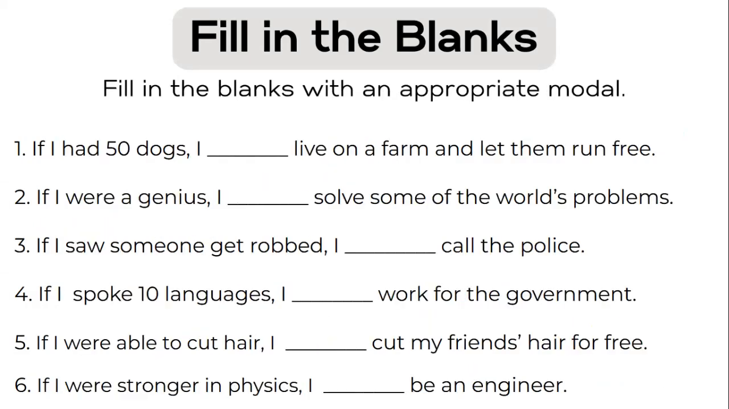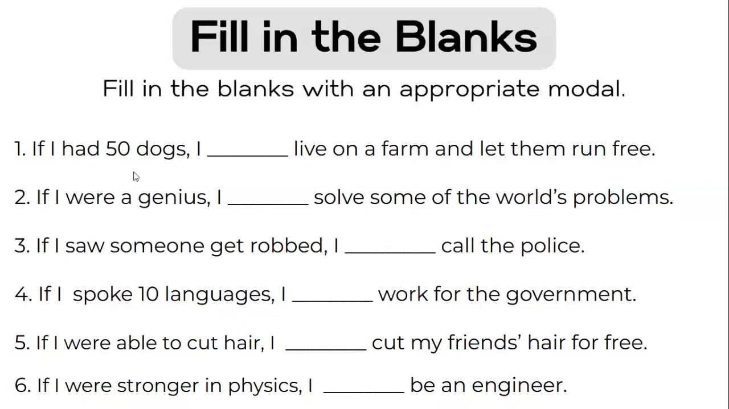Now let's take a look at finding the appropriate modal to use. So remember, we can use would, could, and might, but for these 6 sentences, I'm actually just looking at would and could. Remember, would is used for what we imagine we would do in that situation, and could is used for what we would be able to do in that situation. Again, pause the video, and when you're ready to see the answers and discuss, hit play.